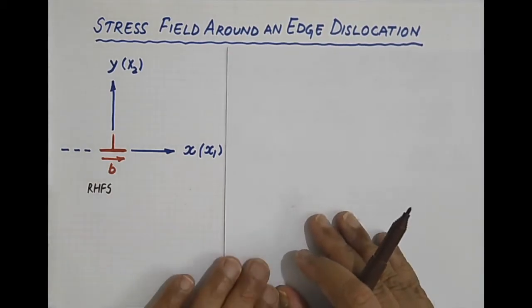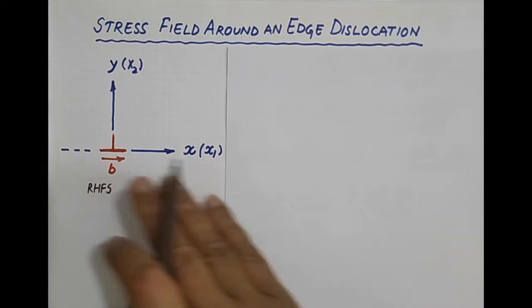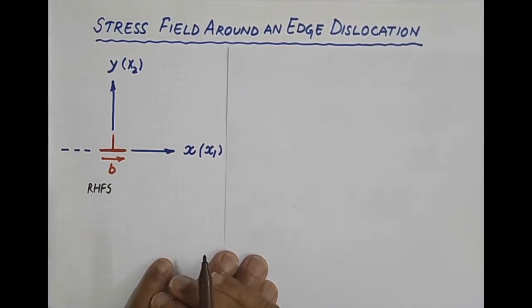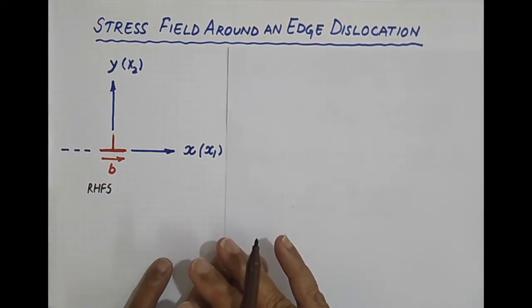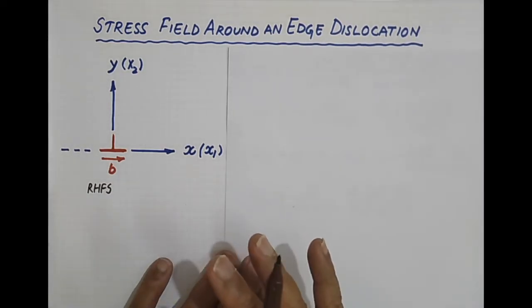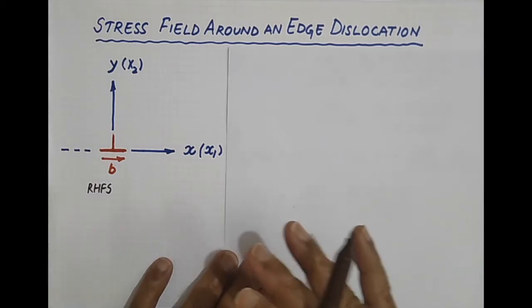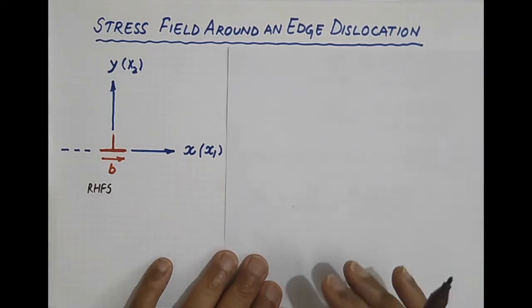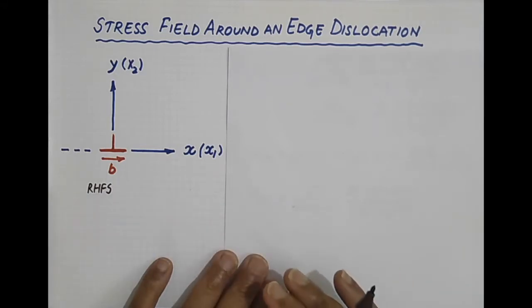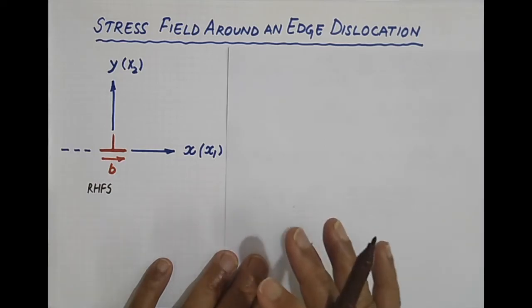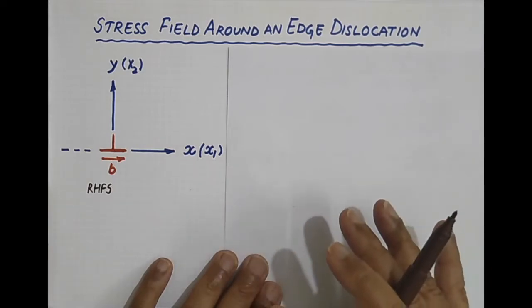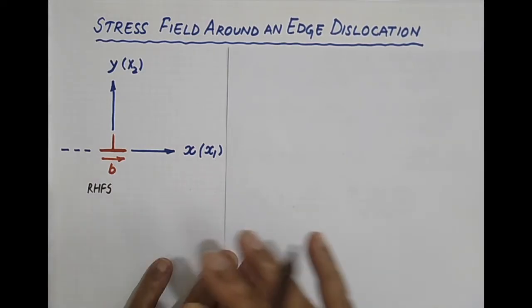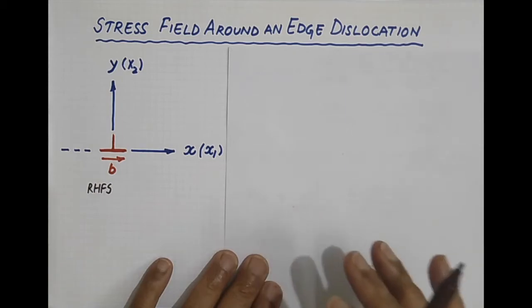Now, in principle, we can derive the stress field around this dislocation, just like in the other video where we did it for a screw dislocation, using the standard procedure or practice of elastic theory. That is, we first write the displacement field and then differentiate the displacement field to get the strain field. Then, using the elasticity theory for correlation of strain field to stress field, we can write the stress field.